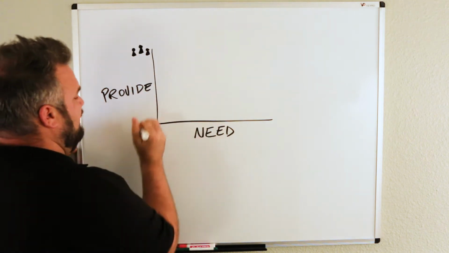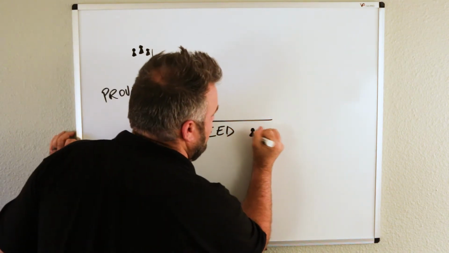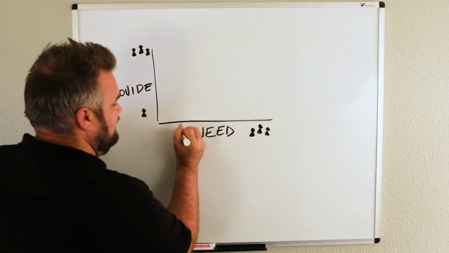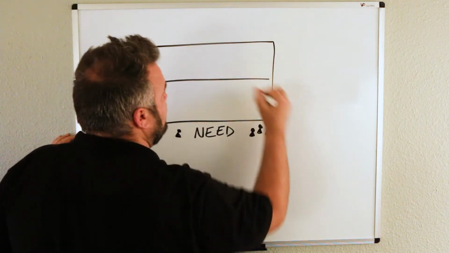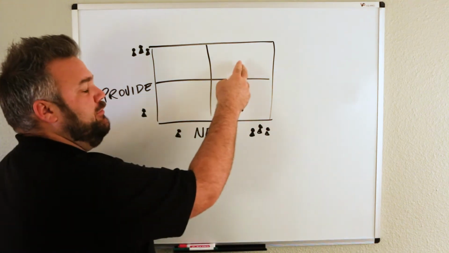So we're going to look at a couple different ways that you have a need and provide, where you have a lot of people that provide versus just a few people that provide a service or product, and a lot of people that need that service or product versus just a few people that need. And we're going to look at this in 4 categories here.